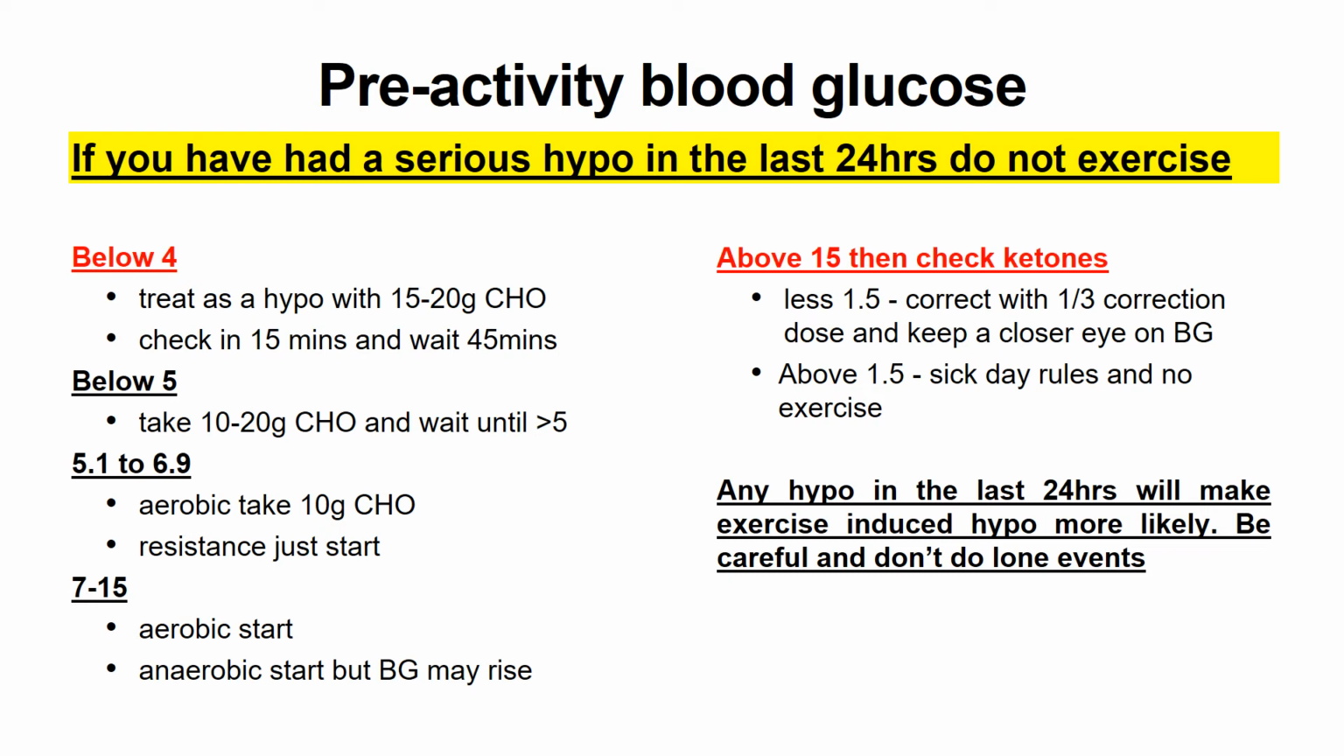The other thing to remember is if you've had a blood glucose of less than 4 and treated it yourself, then you're slightly more likely to have a hypo during exercise and in the period post-exercise, so it's best not to do lone exercise outside.